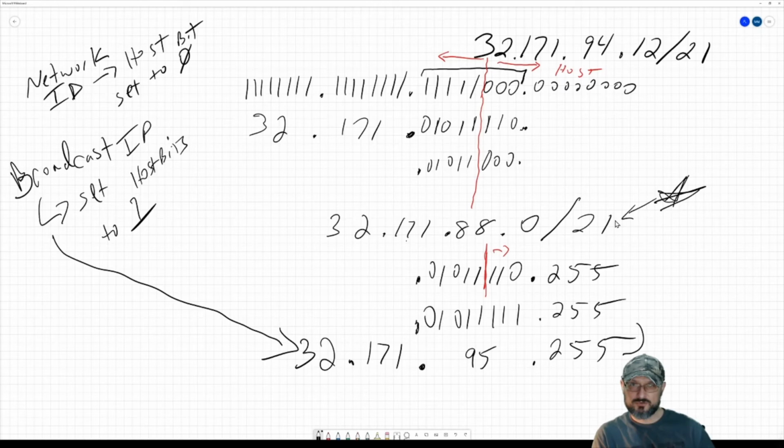Now, what this means is anything in between 32.171.88.0 and 32.171.95.255 is an available IP address on this network, right? And we'll check into how to figure that out next.